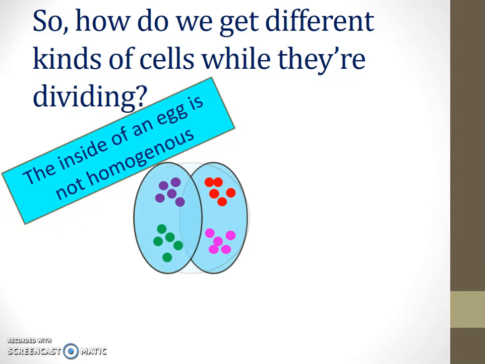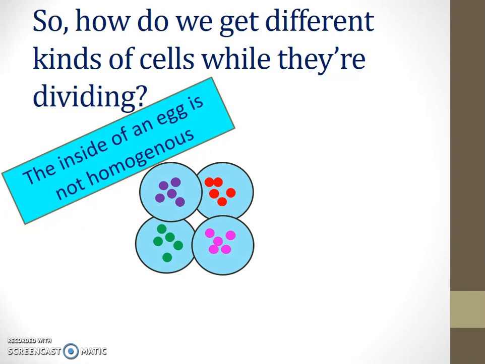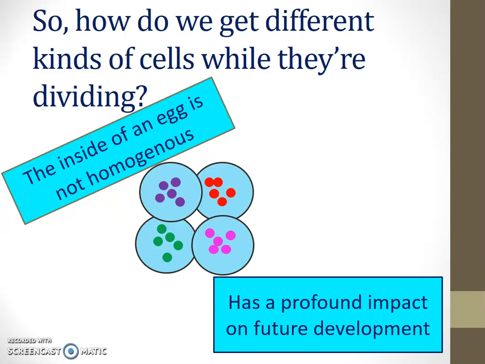This is significant because as the cell begins to divide, each of these daughter cells is going to be exposed to different transcription factors that will have a profound impact on the future development of this organism. Because these are transcription factors that are going to influence which genes are expressed and determine the ultimate fate of each of these cells.